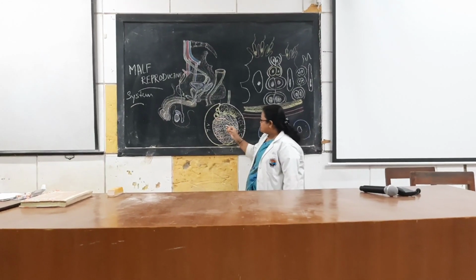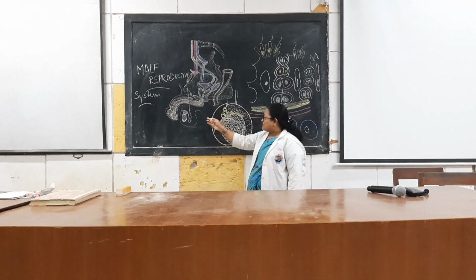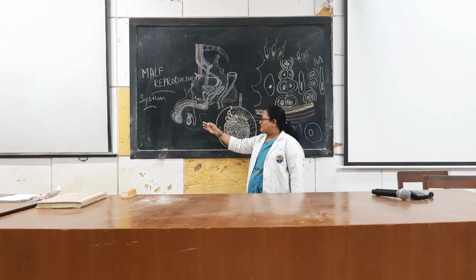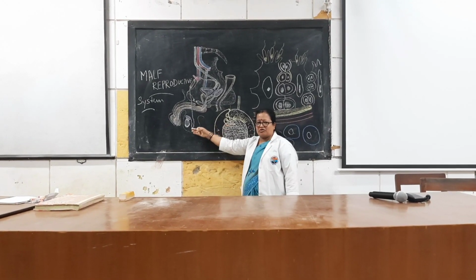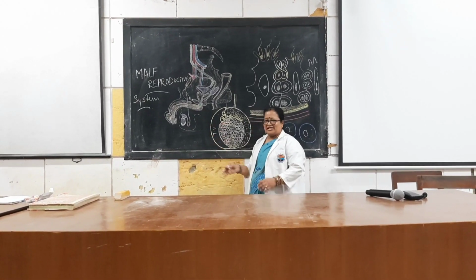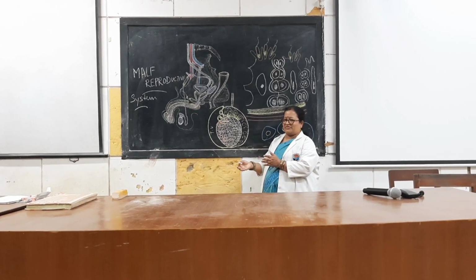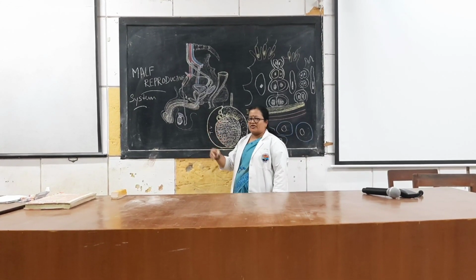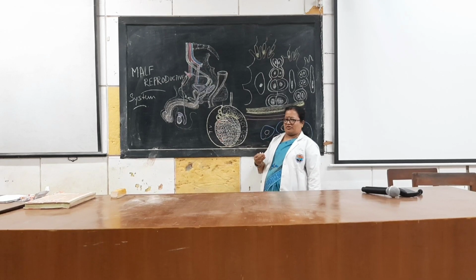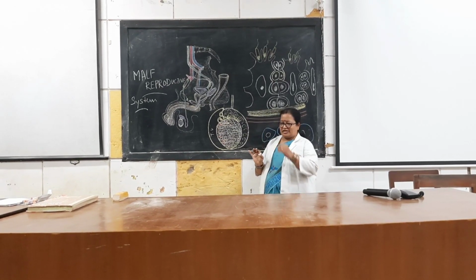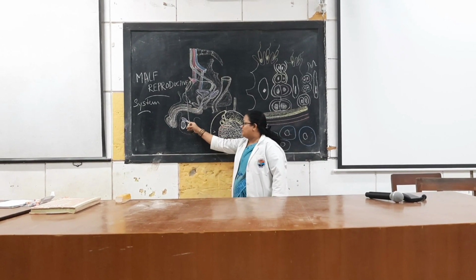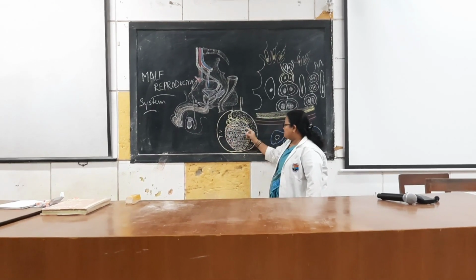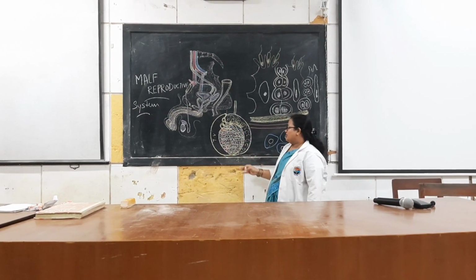Then the testis in detail, we will go in gross. It has 2 poles, an upper pole and a lower pole, 2 surfaces, the medial surface and the lateral surface, and 2 borders, the anterior border and the posterior border. In the posterior border, we find the epididymis.